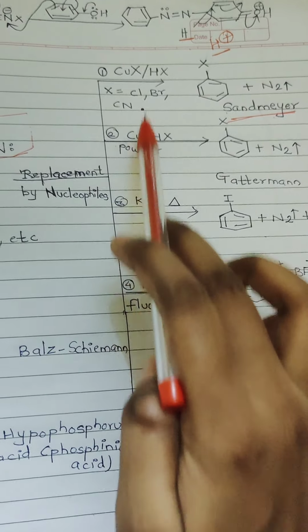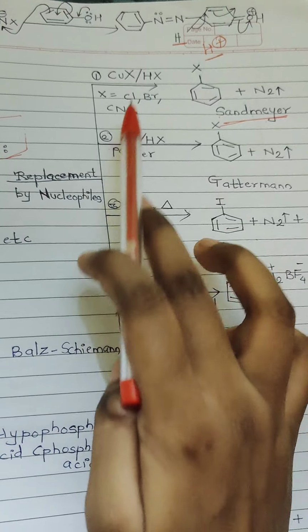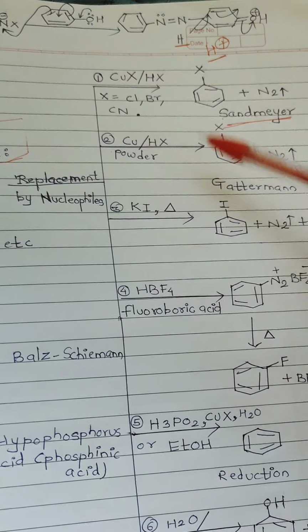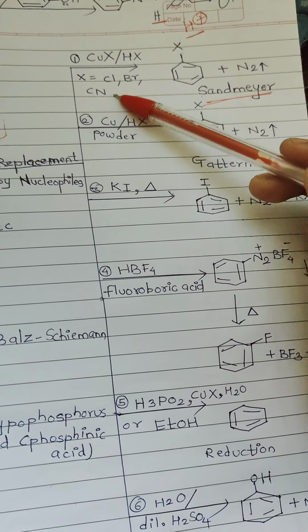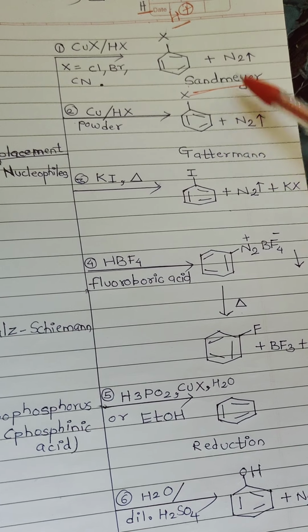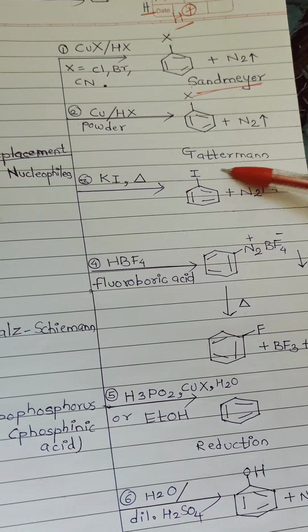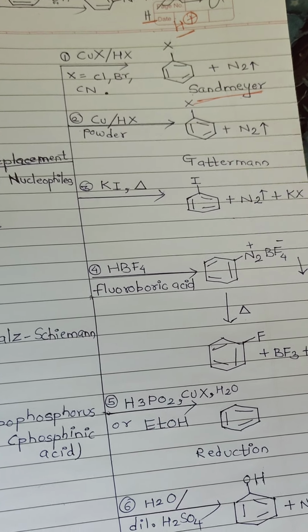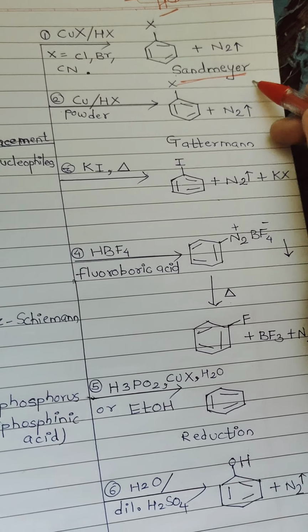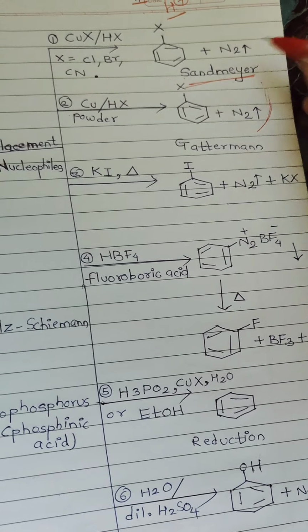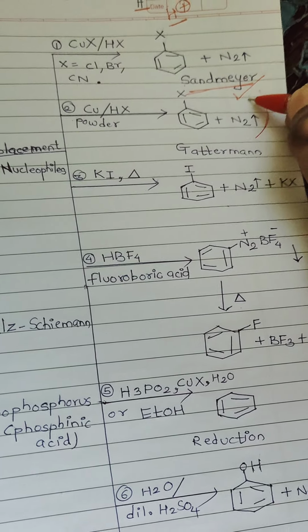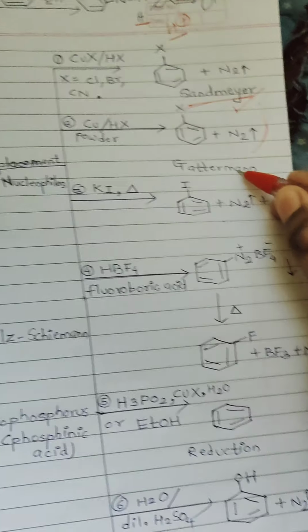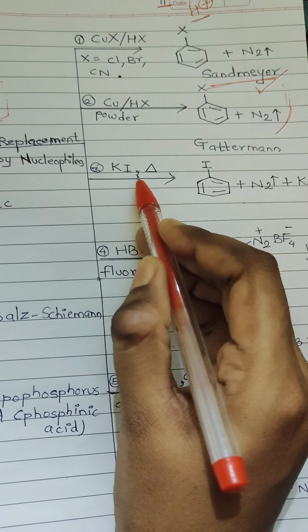Second is copper powder. This is a similar reaction to that. We use copper powder in the presence of HX, and we get a similar product, but this is called the Gattermann reaction. When we compare these two reactions, the Sandmeyer reaction has a higher yield, and the Gattermann reaction has less yield.